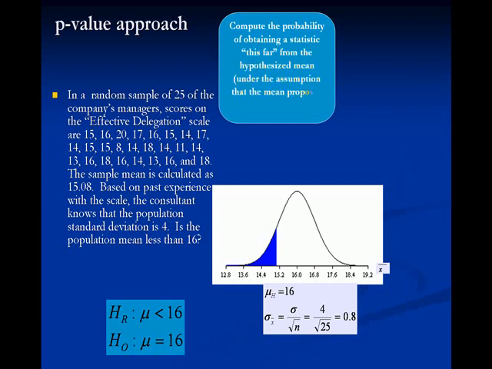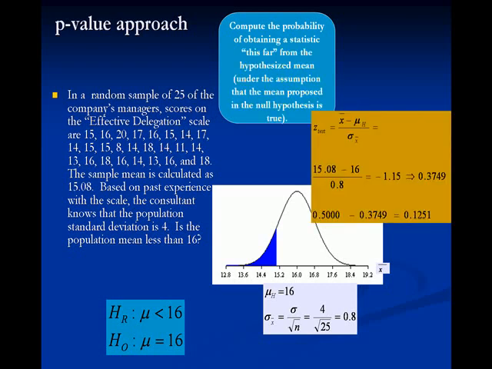Now we're going to compute the probability, which is the p-value, the probability of obtaining a statistic this far from the hypothesized mean, under the assumption that the mean proposed in the null hypothesis is true. So we calculate our z-test, get the distance from the mean, x bar minus the hypothesized mean, or 15.08 minus 16, and divide by the standard error, which is 0.8. So we're a little more than one standard error below the mean, minus 1.15. If you use your z-table, you'll find an area of 0.3749. Of course, that's from the mean to this point, or from 15.08 to 16. But we want below that, so we'll subtract that from 0.5, and we'll get a value of 0.1251. And that is our p-value.